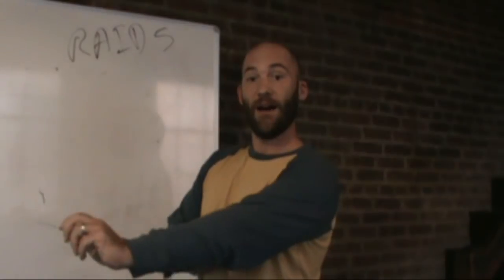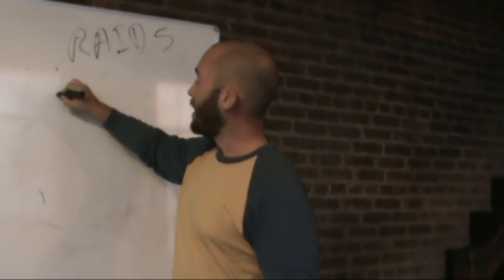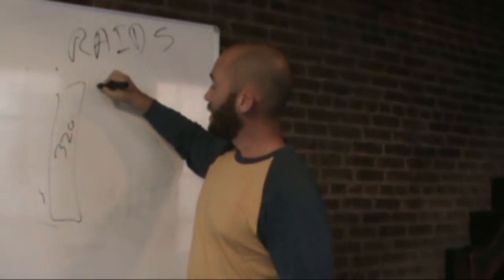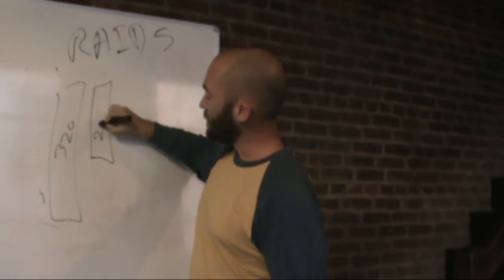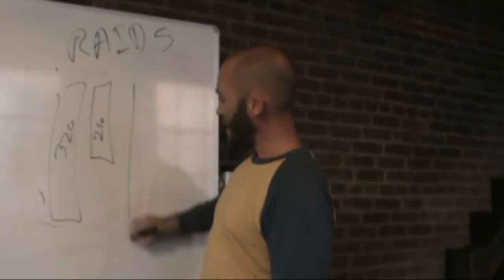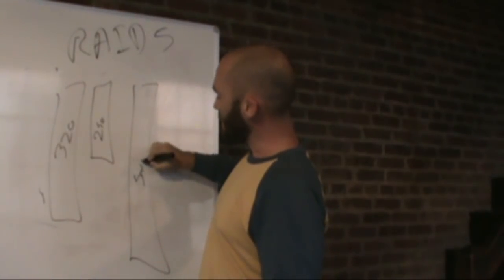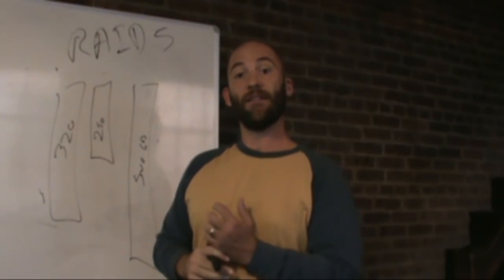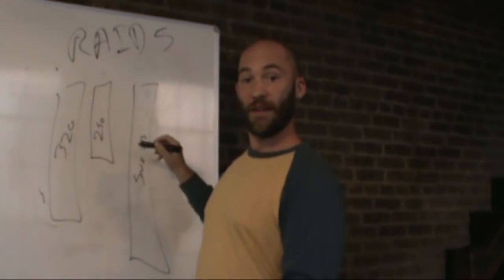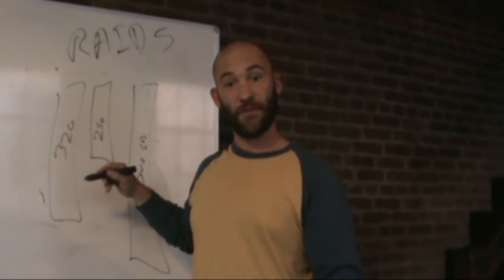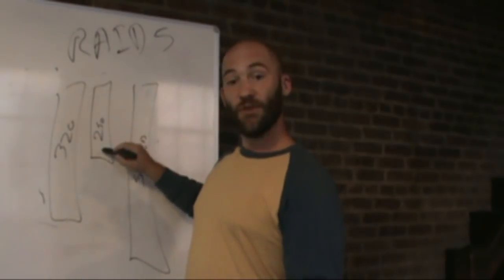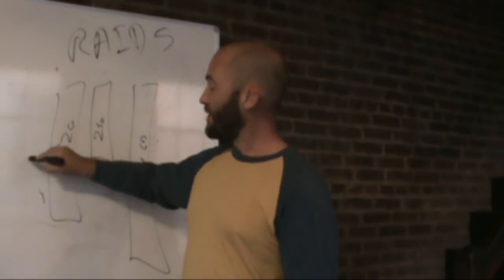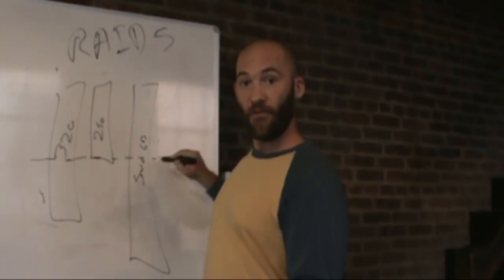So if you have, let's say, a 320 gigabyte hard drive, a 250 gigabyte hard drive, and a 500 gigabyte hard drive, what do you think the most you can take out of the 500 gigabyte hard drive is? How much can you use for the array? Since 250 gigabytes is the smallest hard drive here, then that's all you can take for your array.